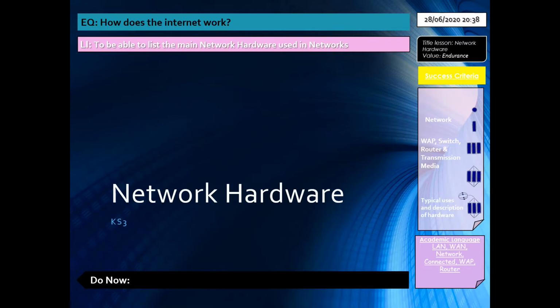We're going to be able to list the main network hardware devices used in networks. These include things such as WAPs, switches, routers and transmission media, and then looking at the typical uses and the descriptions of their hardware. So some of the academic language this week, again LAN from last week, WAN, network, connected, WAP and router. So let's get into this lesson.